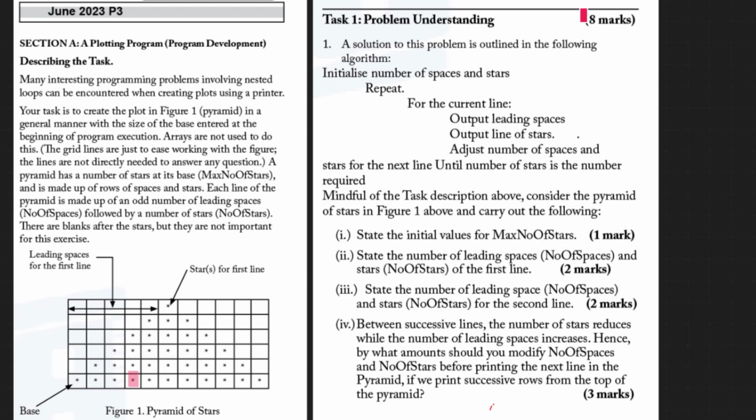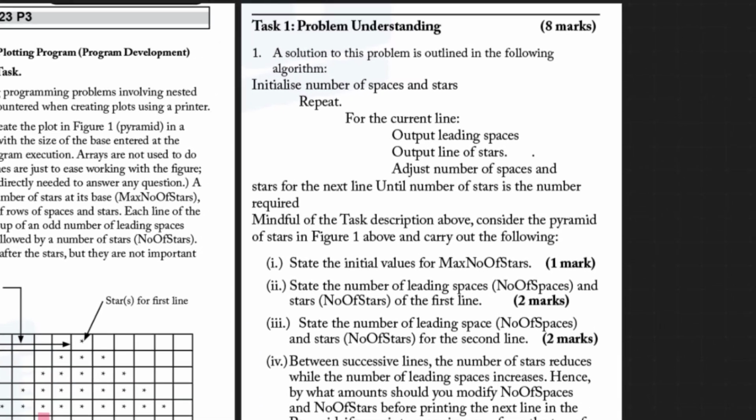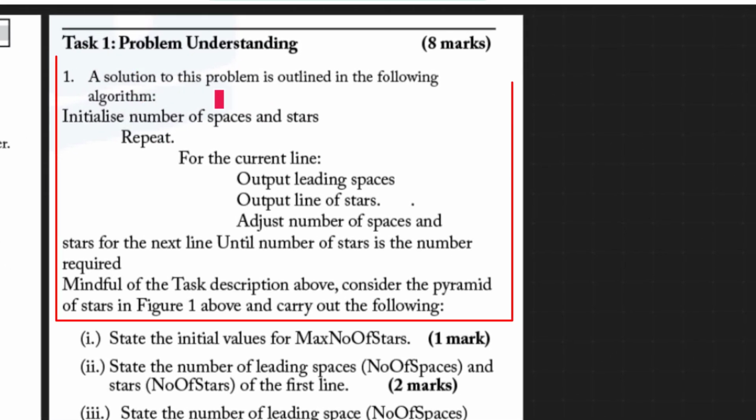Problem understanding. This section has 8 marks. They are going to ask us questions we'll write in our answer sheet to test our understanding of the problem. You don't need to write any program here. A solution to this problem is outlined in the following algorithm. Initialize number of spaces and stars. Repeat for the current line: output leading spaces, output line of stars. Adjust number of spaces and stars for the next line until the number of stars is the number required.